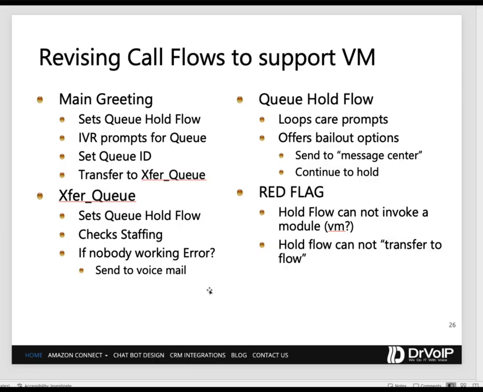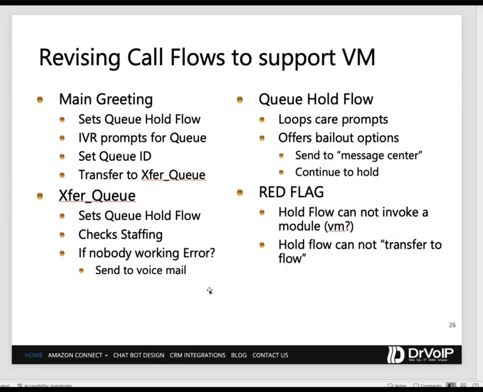Queue hold flow, however, has some challenges. Currently, we just loop with care messages, and if they elect to bail out and leave a message, we transfer them to an external telephone number. We're going to replace that now with a transfer to the message center or that can continue to hold. The challenge here, and you've probably learned, is that different contact flows enable different contact flow blocks. Not every block is available in every type of contact flow.